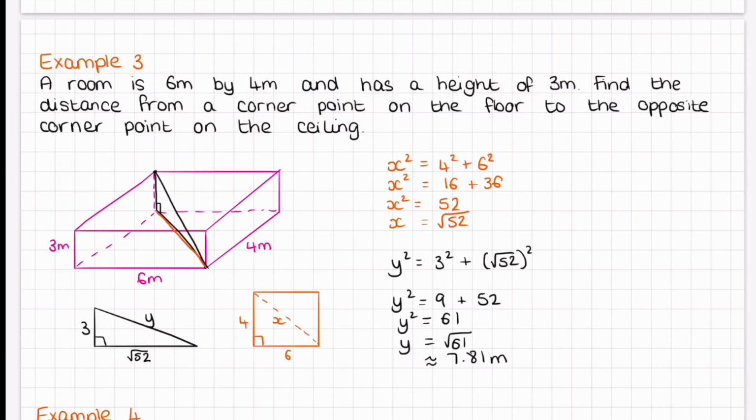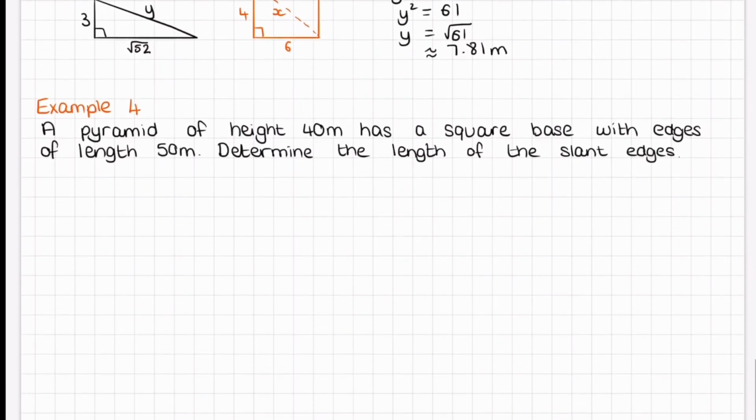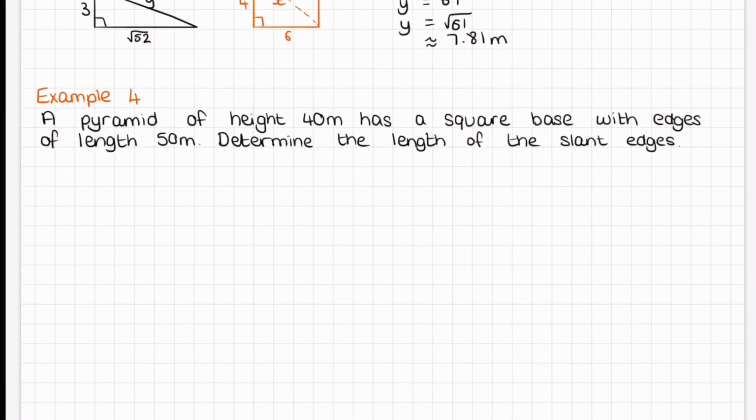Now the last example, a pyramid of height 40 meters has a square base with edges of length 50 meters. Determine the length of the slant edges. So let's try and draw this diagram.